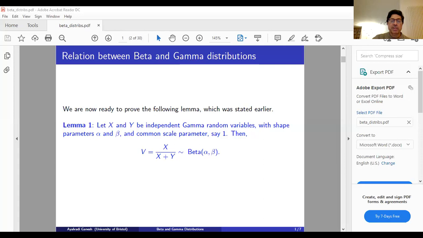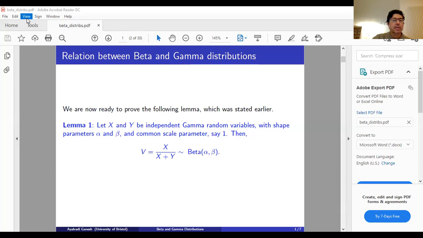Hi, welcome back. So last time we looked at how to compute densities for functions of random variables or random vectors. And now we are going to apply that to relate beta and gamma distributions. And then we are going to go on to precisely state the Thompson sampling algorithm.